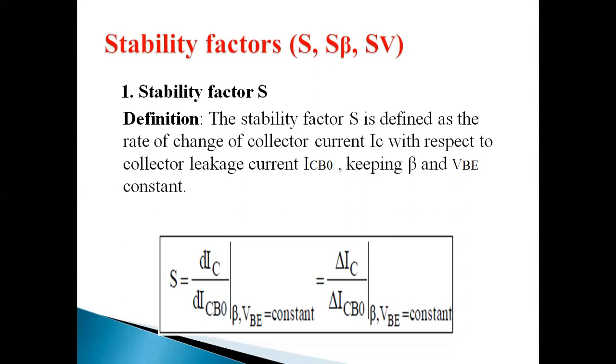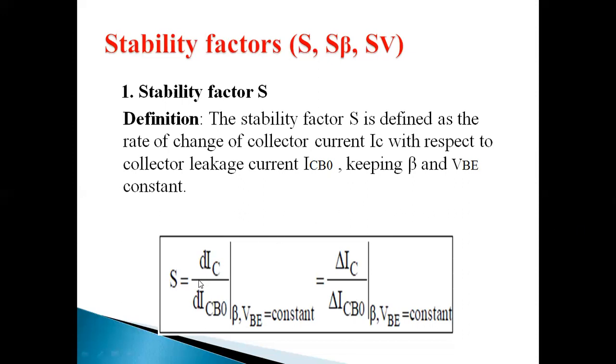It is generally denoted by the letter S. It is defined as the rate of change of collector current IC with respect to collector leakage current ICBO, where beta and VBE are kept constant. Once again, the rate of change of collector current with respect to collector leakage current, that is ICBO, at constant current gain and base to emitter voltage, where these two values remain constant.